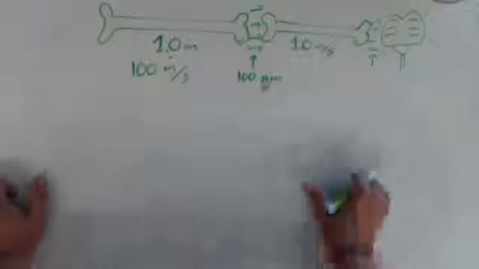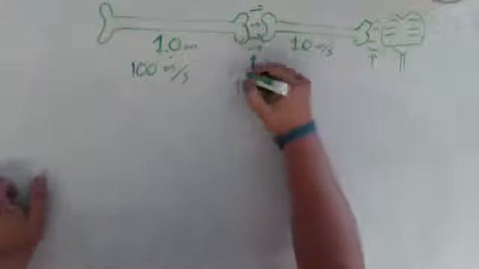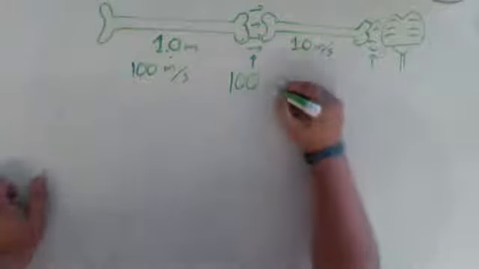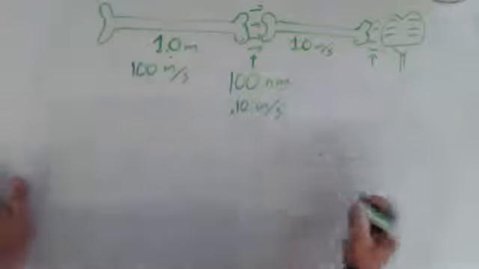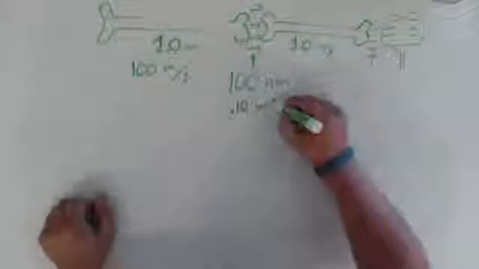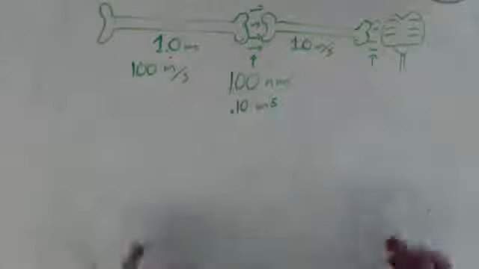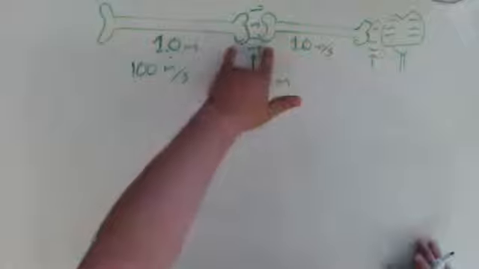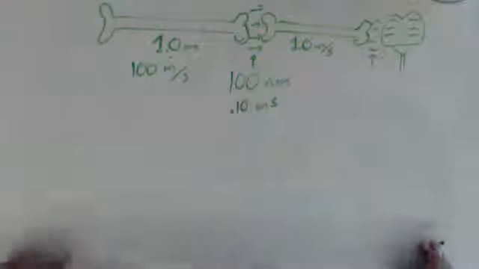Let me make that a little bigger. The problem is 100 nanometers. And it takes 0.10 milliseconds to travel that, milliseconds, not meters per second. It's ingrained in my brain. Seeing MS together, I think meters per second. Okay? So the first part of the question is asking what the average speed is across this region from here to here.